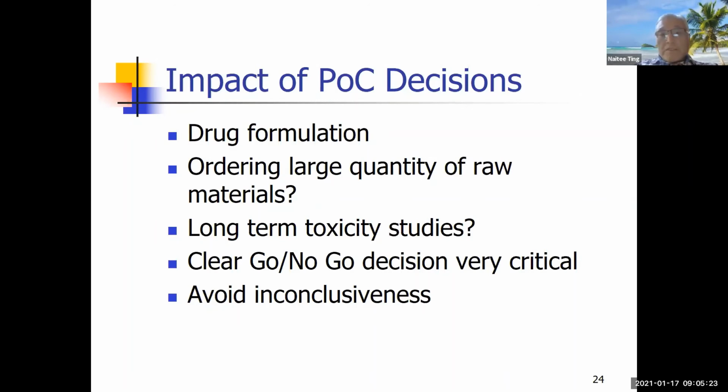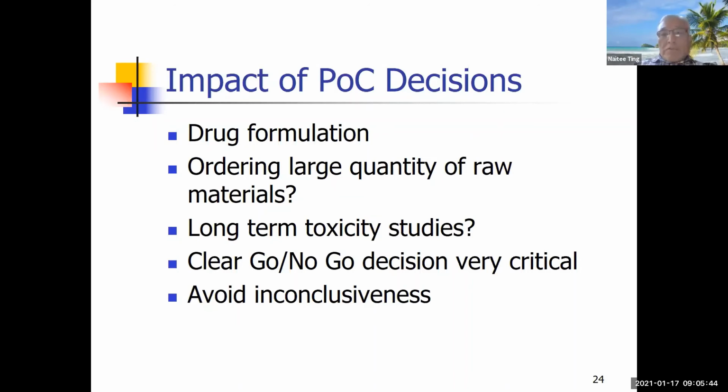All right. So the formulation has to be ready before phase 2 is started. All right. So during phase 2, you're still sort of improving your drug formulation. And then if the concept is not proven, you're not going to order a large quantity of raw material.